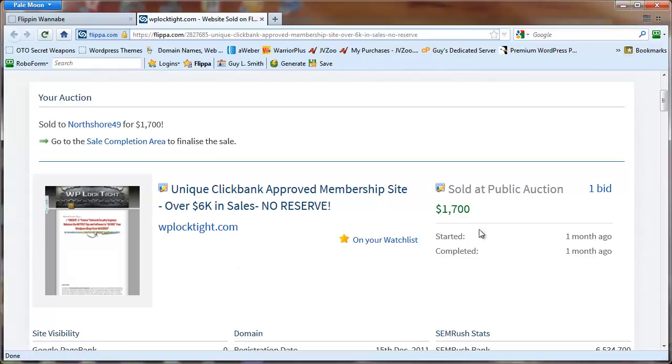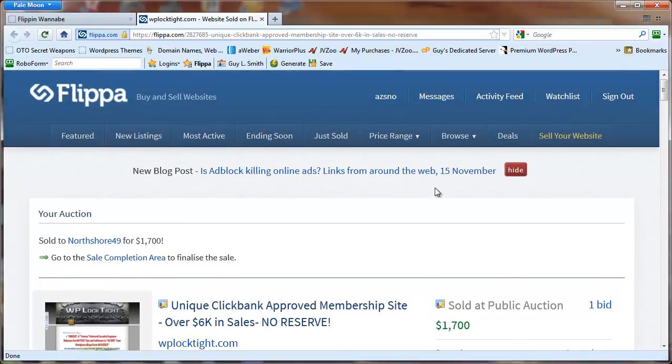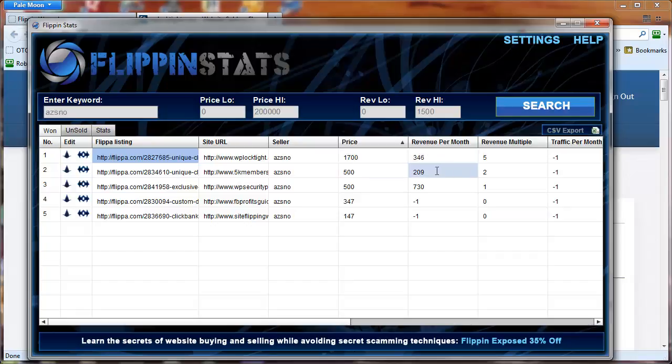Okay, this is one of my products, sold for $1,700. It only had one bid, but that's all I needed, and that's all you need if you're going to use this model. Now this site was making about $346 a month.